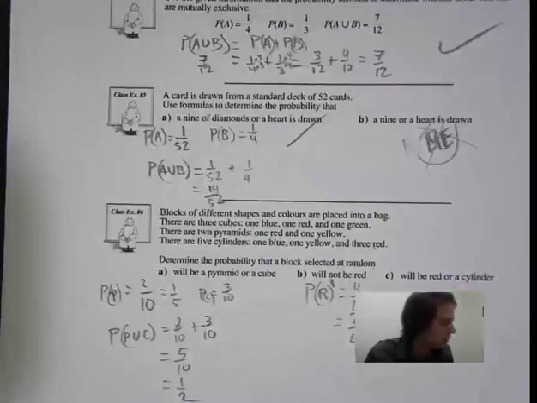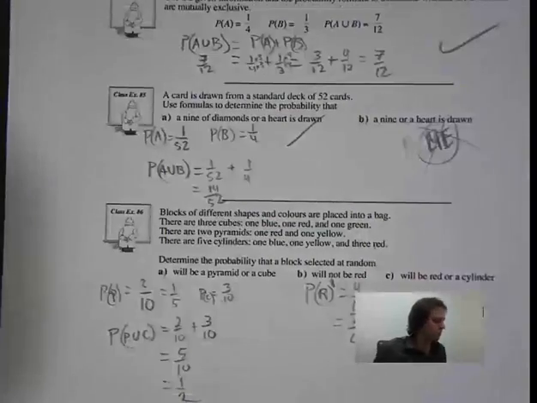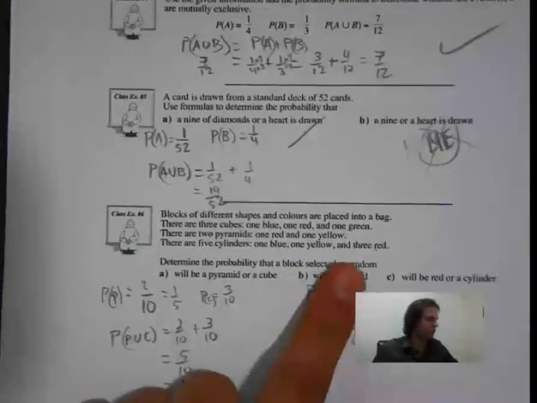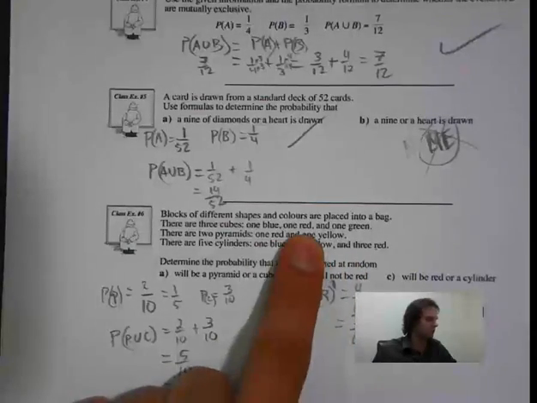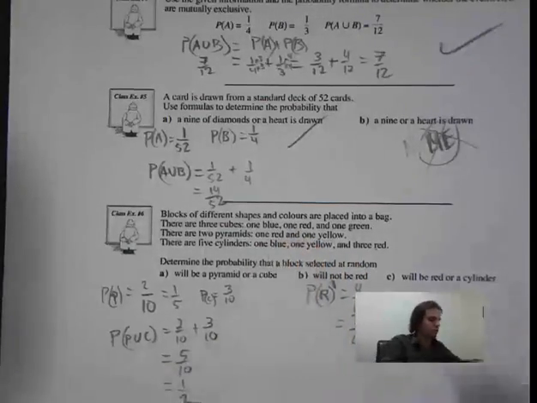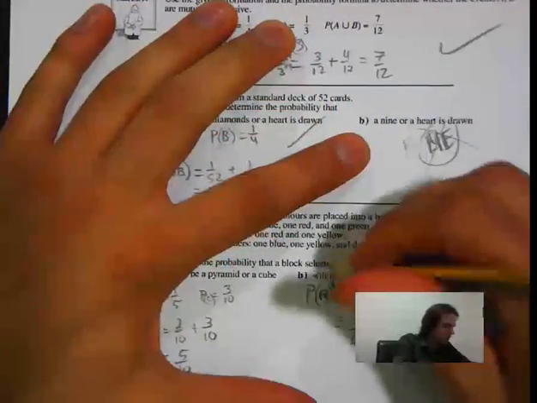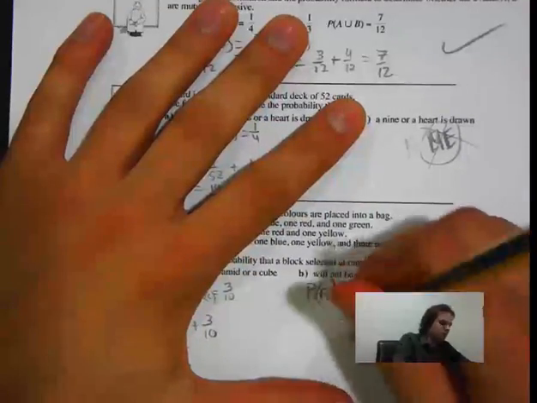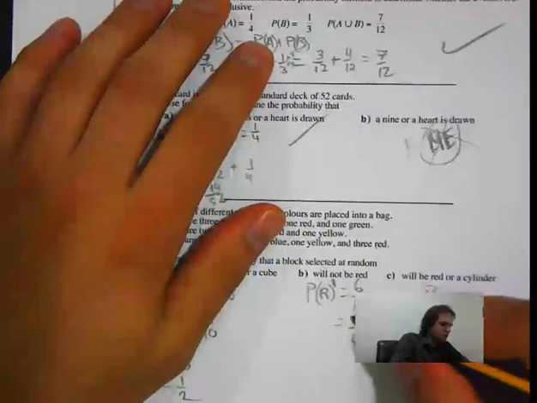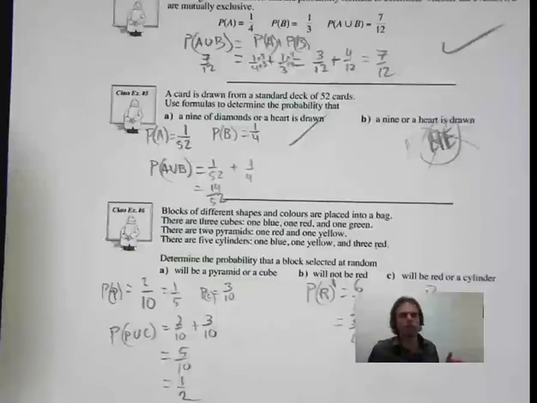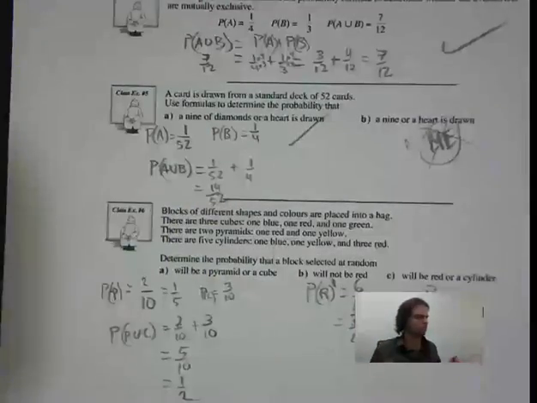So will be red or a cylinder. Let's take a look. There are red cylinders and there's 1 red cube. So P red, oh, will not be red. Sorry, that's 6 out of 10. Sorry, the one before was 6 out of 10. It's late. I'm making mistakes. I counted how many were not red. Just looked at my... Okay.